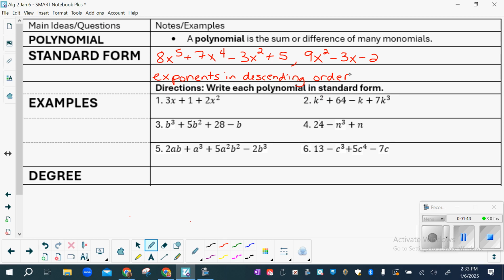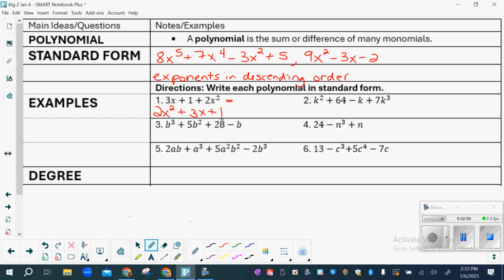Yes, because, and what about that 2? What is it in relationship to the other exponents? Yeah, that's right. It's the biggest exponent. We want the 2x squared first, and then what comes next? 3x, and then plus 1.